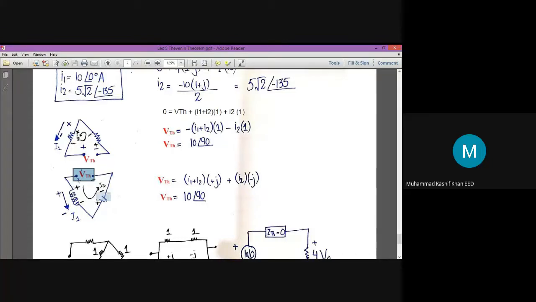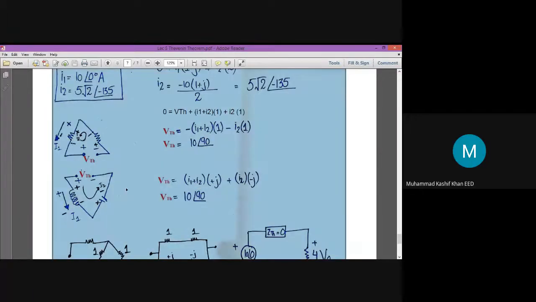There is only one current flowing in this inductor, so I have written I2 into minus J, while 2 currents are flowing in this inductor, so I have written I1 plus I2 into plus J. Only one current is flowing in the capacitor and 2 currents are flowing in the inductor. Whether you take the upper part of the circuit or the lower part of the circuit, the result will remain the same. The Thevenin equivalent voltage will be 10 angle 90.